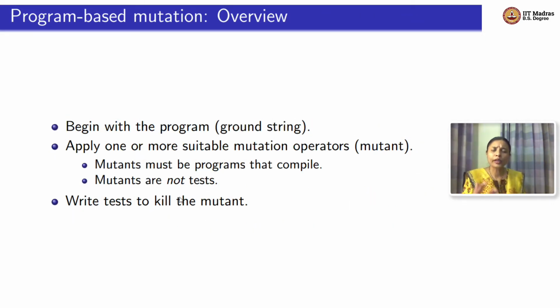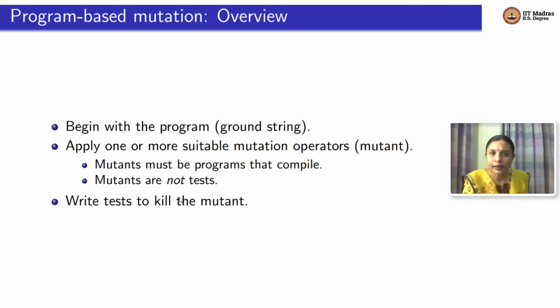So now let's move on and look at program-based mutation. This is what I've been telling you. Begin with the program under test. Let's call that the ground string. Now it could be a whole program or it could be a particular method in a program. We apply one or more suitable mutation operators to that program, one at a time. And the resulting program is what we call a mutant.